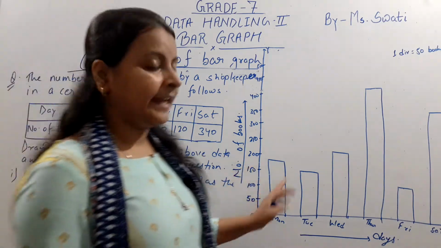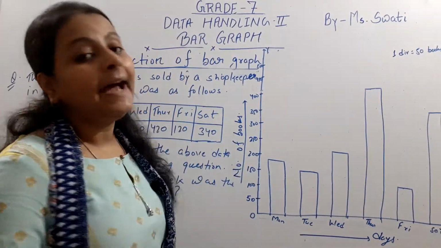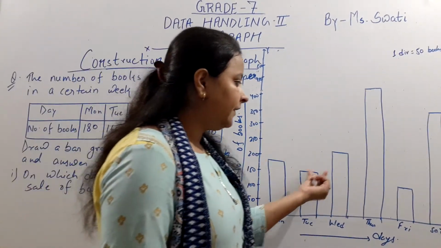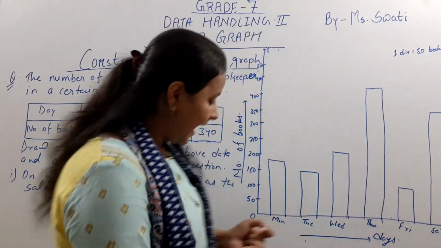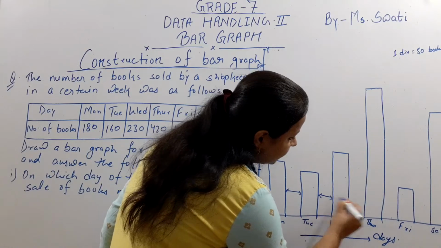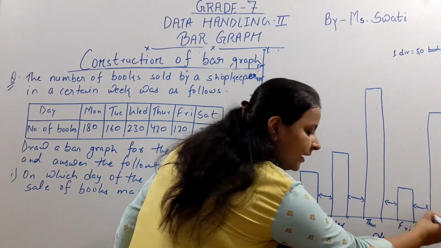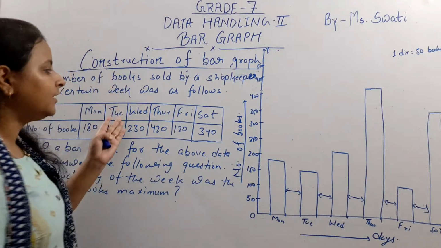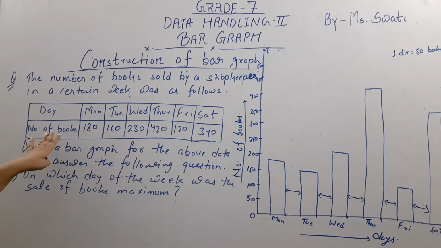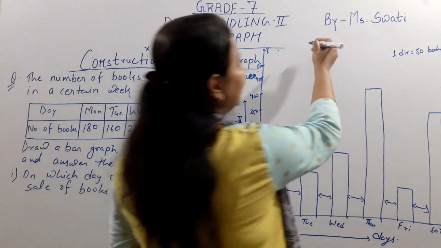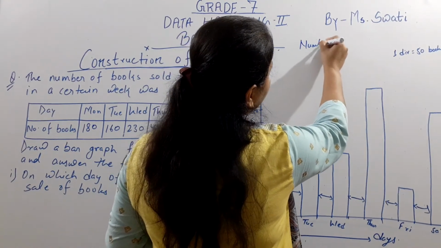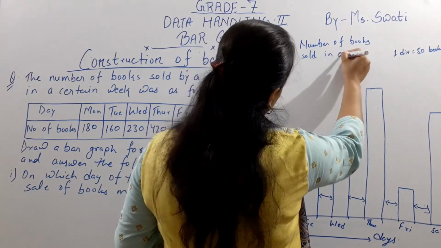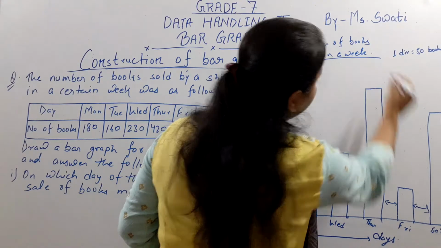Students, you have to use a scale while constructing the bars. And 4 things you have to keep in your mind: the width of each bar should be equal and the space between the consecutive bars should also be equal. You have to mention the scale and the topic of the bar graph. What information do we get from this table, that is number of books sold in a week. So we write here the topic, number of books sold in a week. This is the topic of the bar graph.